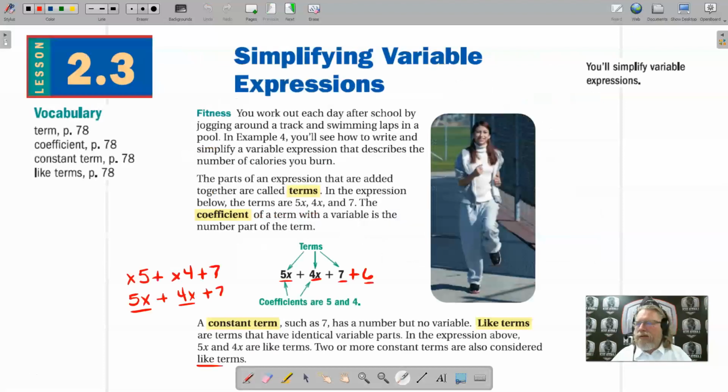All right, so after a nice long discussion of what are terms, coefficients, constant terms, and like terms, how to combine them, the idea of what it means to simplify, and a bunch of other stuff, we have learned how to simplify variable expressions, and this lesson, I hope, helps you with your activities.